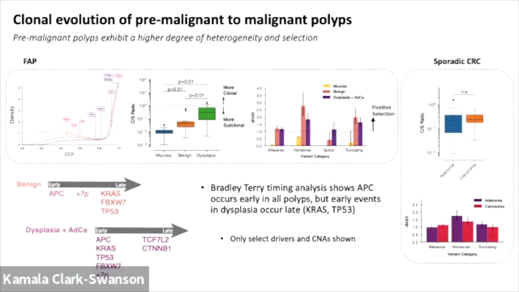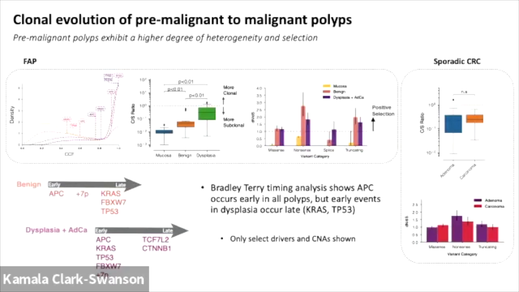The benign samples tend to exhibit higher heterogeneity and are more subclonally dominant, while the dysplastic samples are more clonal. That mirrors what we see in sporadic colorectal cancer, where there is more evidence of clonal mutations compared to the benign samples. When we run dN/dS to look at evidence of positive selection, the benign polyps, as well as the adenomas in the sporadic cases, show higher evidence of positive selection compared to the dysplastic adenocarcinomas and the carcinomas in the sporadic cases.